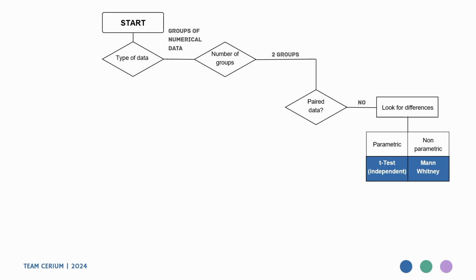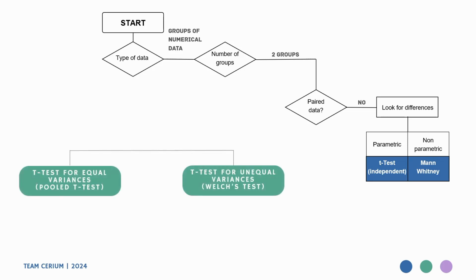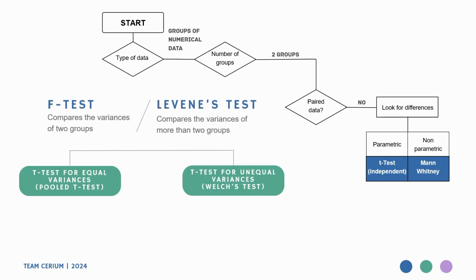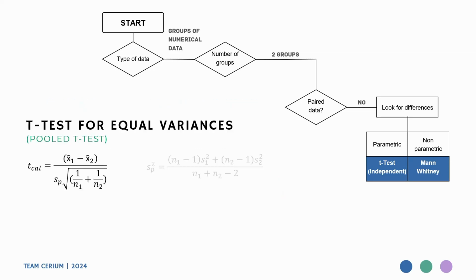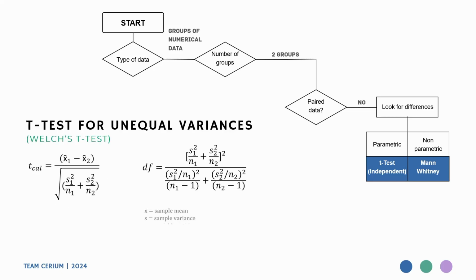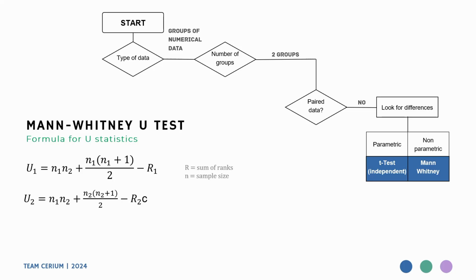However, there are 2 types of t-tests. It's t-test for equal variances and t-test for unequal variances. And to know if our variances are equal, we can perform the F-test or the Levene test. So these are the formulas for the independent t-test assuming equal variances, for those with unequal variances, and for the Mann-Whitney U test. This is usually used as an alternative to t-test if our data does not follow normal distribution.